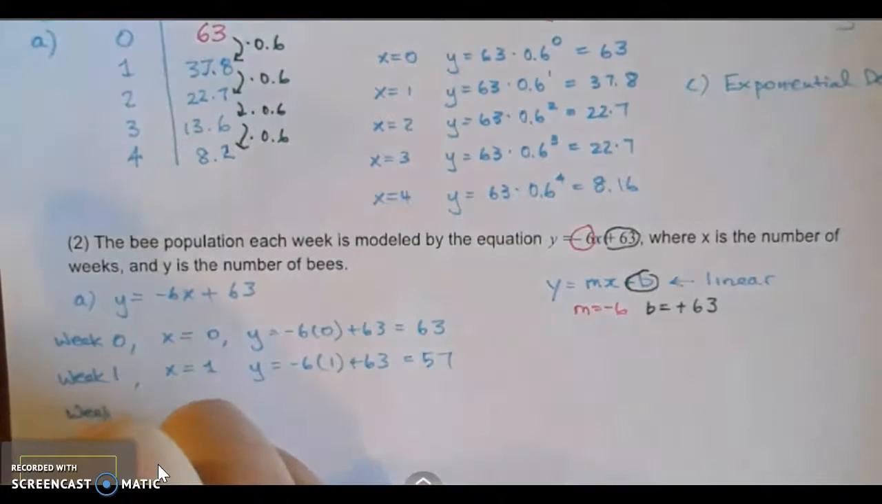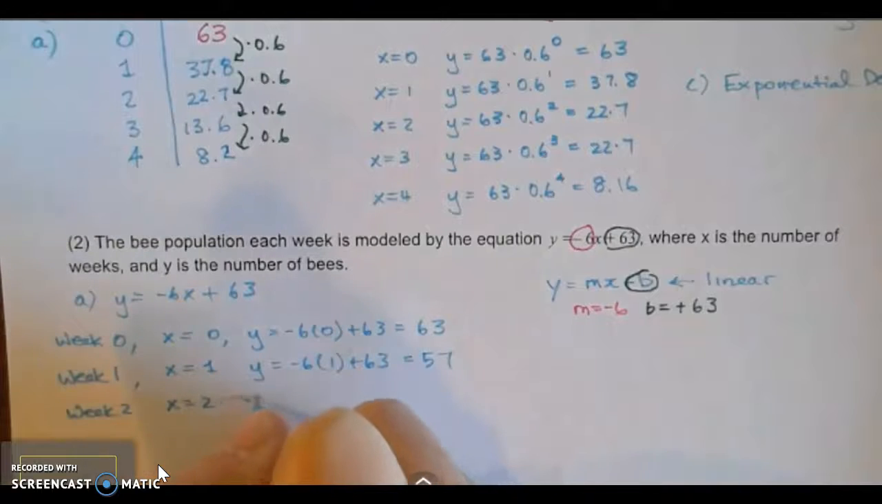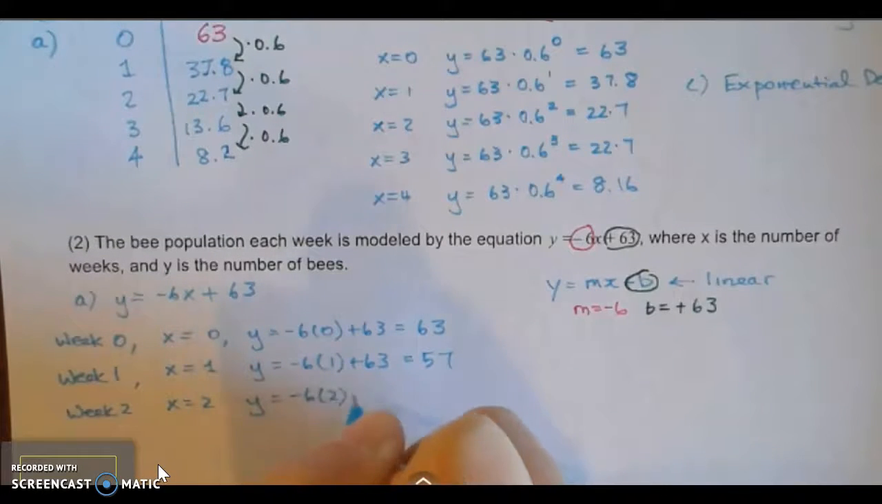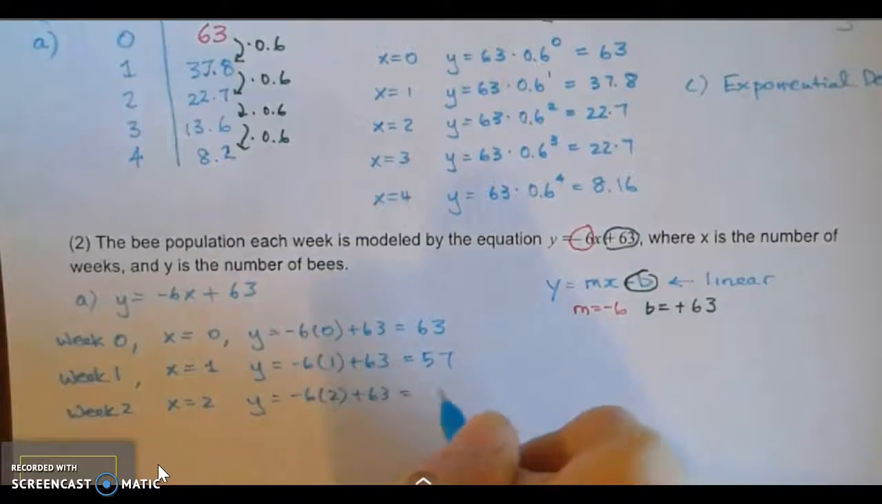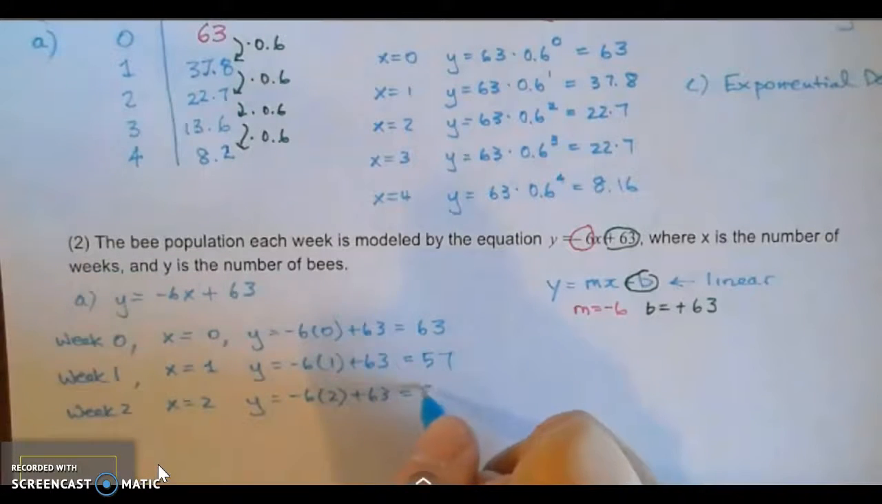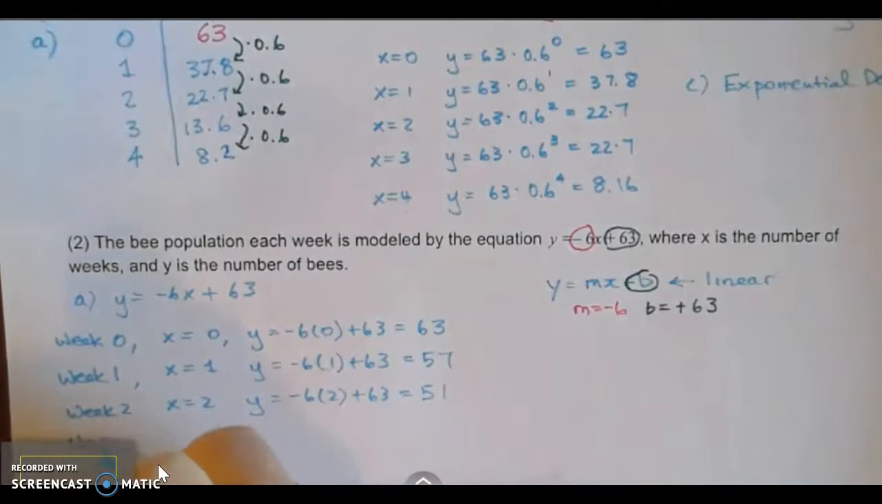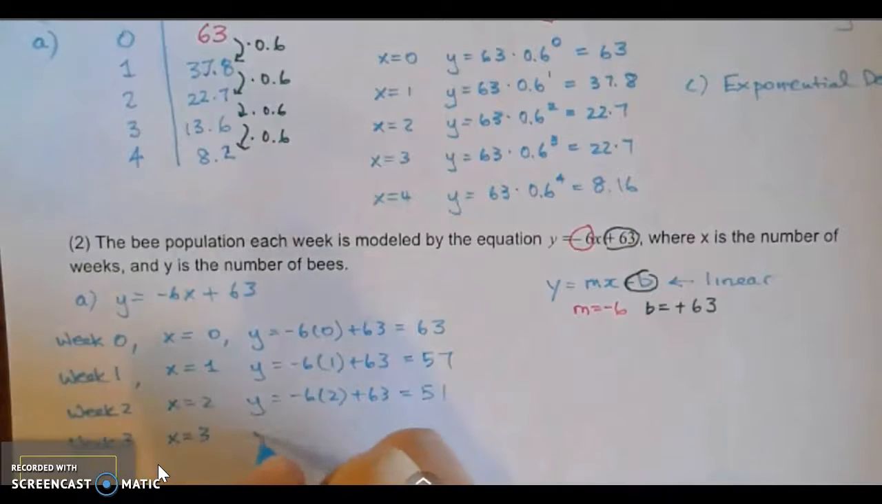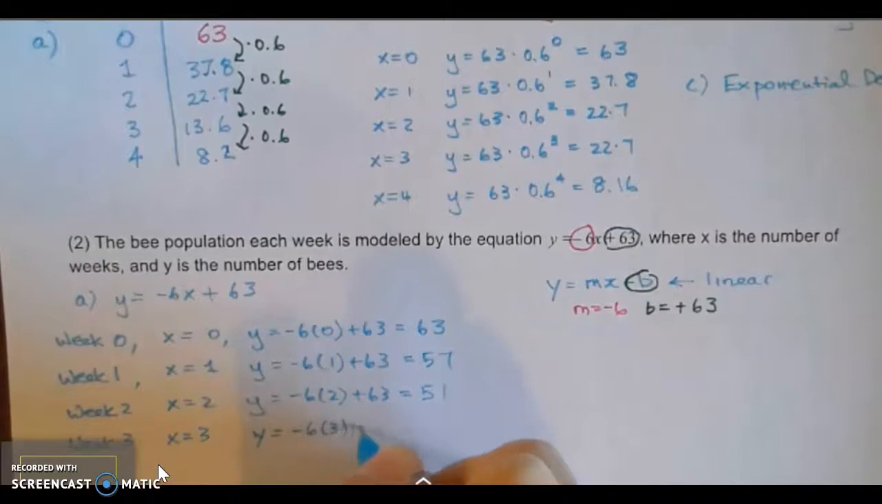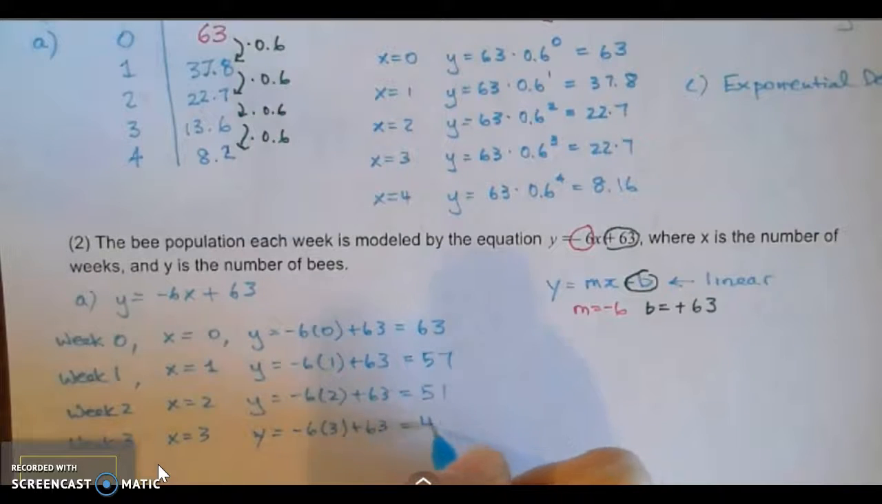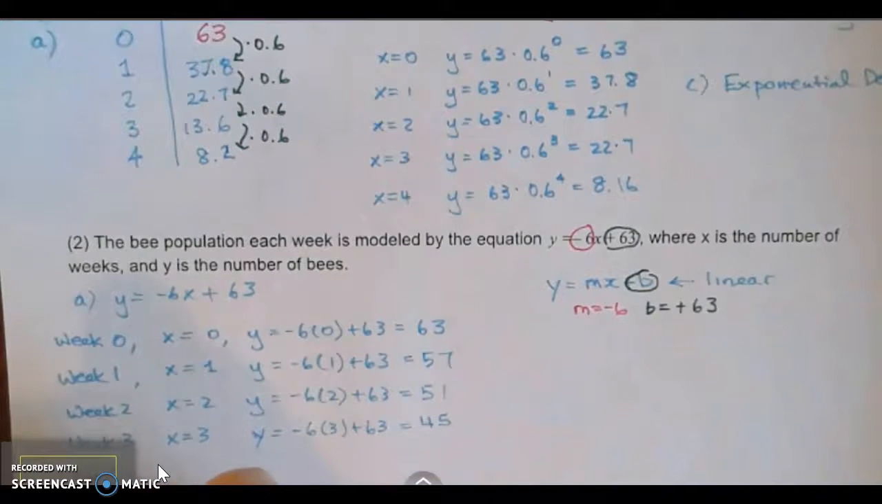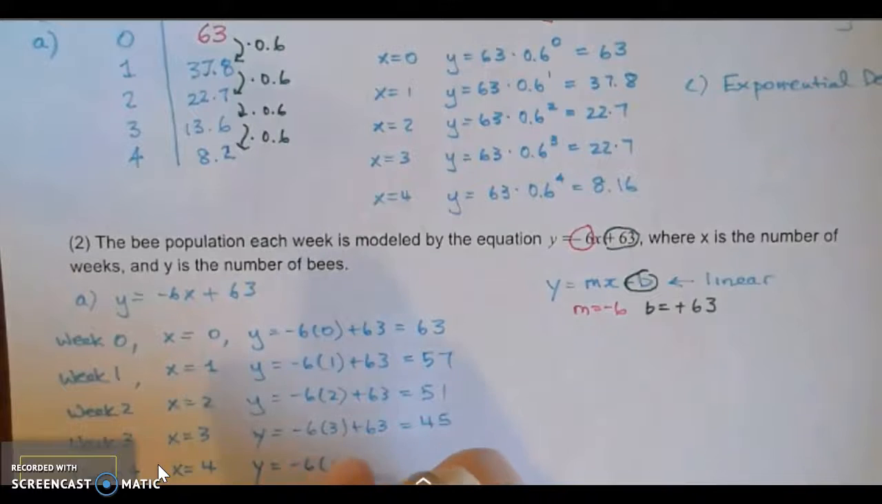And week 2, x is equal to 2. y is equal to negative 6 times 2 plus 63, which is the same as 51. And then week 3, x is equal to 3 and y is going to be negative 6 times 3 plus 63, which is 45. And then week 4, x is going to be 4 because x represents the number of weeks. So y is going to be negative 6 times 4 plus 63, which is going to be 39.